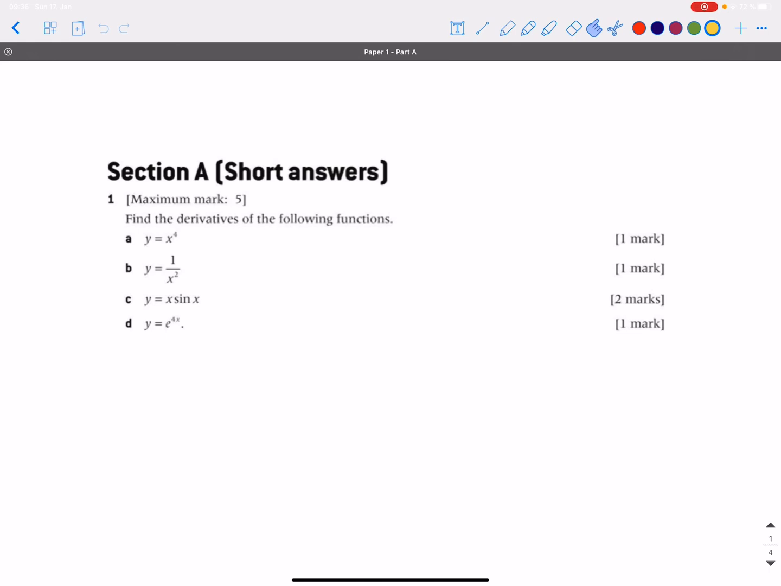I definitely want you to feel happy with every single one of these questions so that you feel ready for your mocks. Right, so the first question is asking us to differentiate each of those functions. The first one is y equals x to the power of 4. Luckily, this is a nice straightforward one, which uses the first rule that we learnt together, which is that you multiply by the power and you reduce the power by 1.